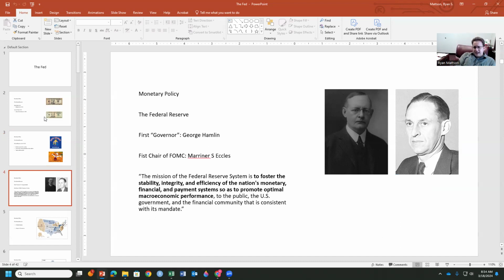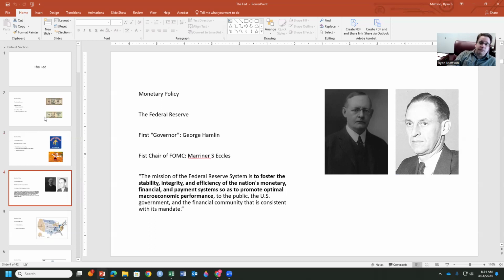The important aspect of the Federal Reserve Act of 1913 is written in the mission statement of the bank. The mission of the Federal Reserve System is to foster the stability, integrity, and efficiency of the nation's monetary, financial, and payment systems so as to promote optimal macroeconomic performance to the public, the U.S. government, and the financial community that is consistent with its mandate.